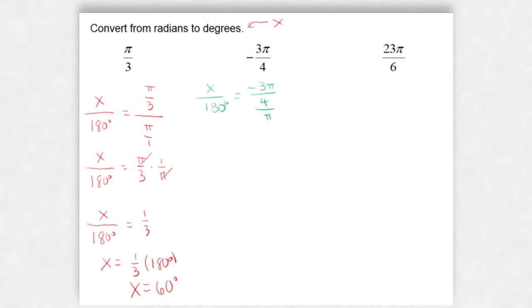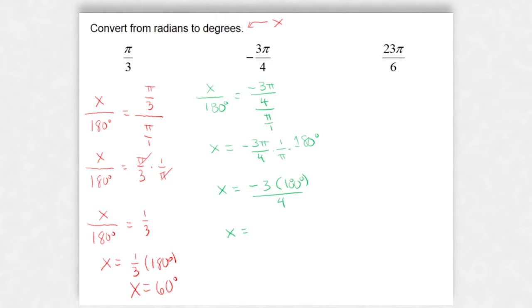Very good. So now I'm going to do two things at once. I'm going to multiply by 180 and I'm going to invert and multiply. Very good. So I have negative 3 pi over 4. Then if I invert the pi over 1, it becomes what? It becomes times 1 over pi. Good, and then I'll multiply by 180. A little less to write that way. What cancels? The pi's cancel. Very good. So now I have negative 3 times 180 divided by 4.